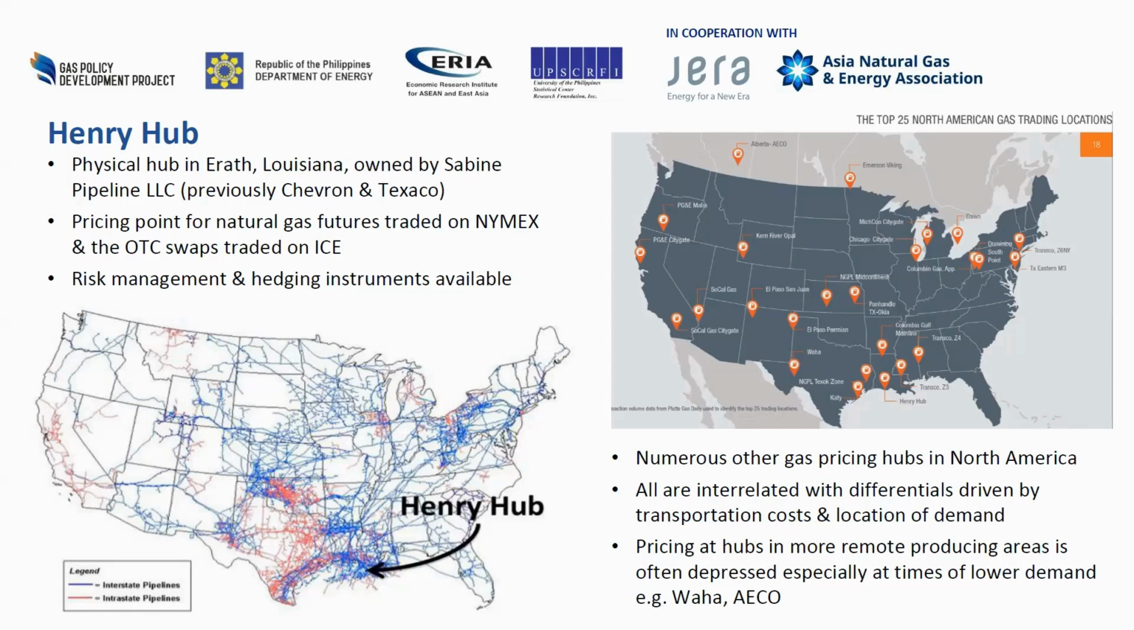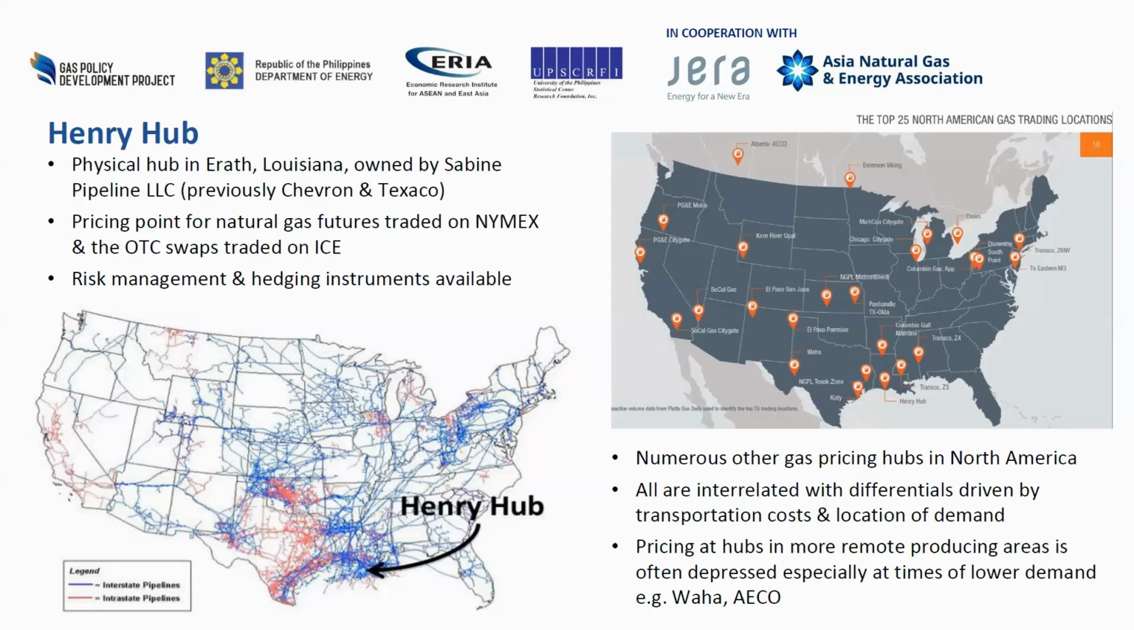And it's very heavily traded on exchanges like ICE and NYMEX, which is the New York Mercantile Exchange. And you can hedge it, and you've got other risk management tools. So it's sort of the opposite end to JKM. There are a whole range of other index prices in the US as well, and that map just has some of them. And they also have differentials between them, which are really driven by pipeline costs, transportation, and so on.